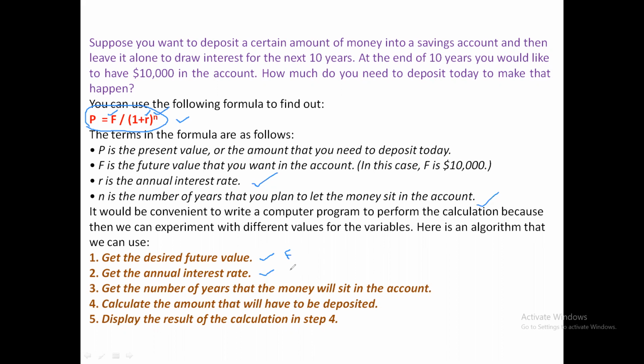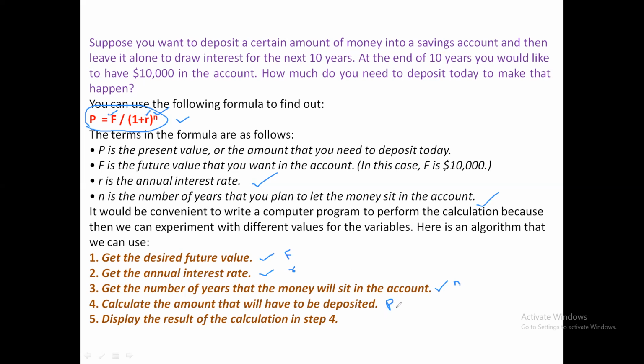And interest rate, this is nothing but R. So you'll ask the user, what is the annual interest rate? 5%, 10%, something like that. And the number of years you will ask, which is nothing but N. Once these three values are read from the user, you can calculate the amount that you have to deposit using the formula P equals, you are going to calculate P using this formula.